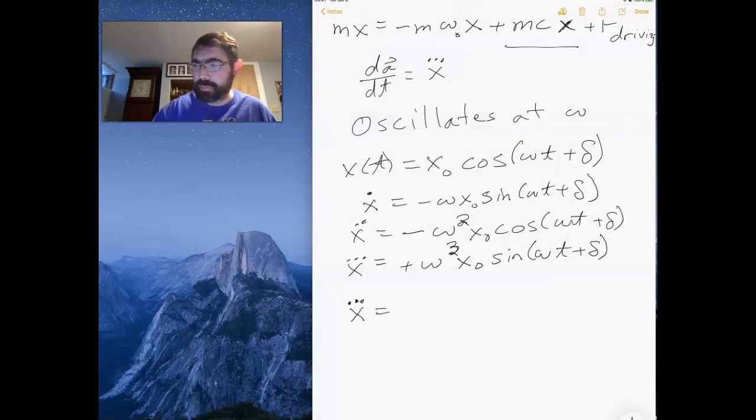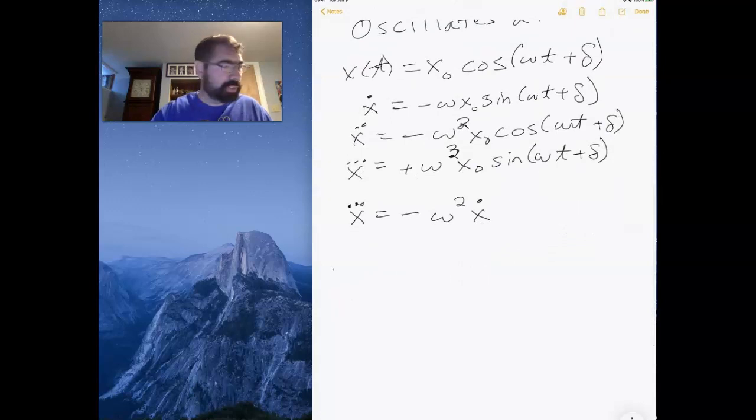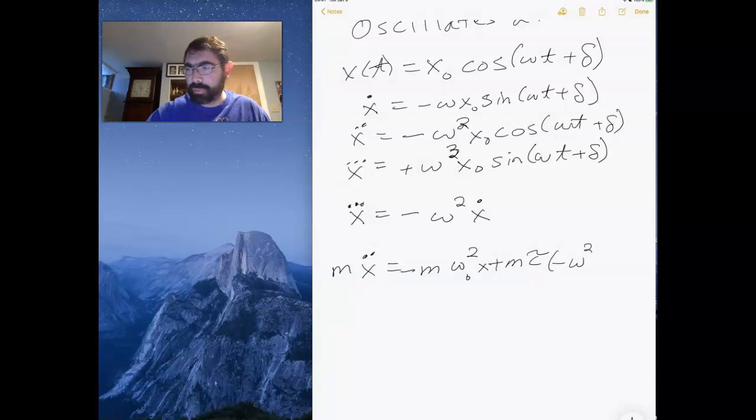Okay, so if we look at this, what we can say is that the triple derivative is really minus omega squared times the single derivative, or the velocity. So the derivative of the acceleration is just minus omega squared times the velocity. Okay, so that's easy. If we now put that in, what we get is mass times acceleration is minus m omega naught squared times x plus m tau minus omega squared times the velocity plus the driving force that's applied.